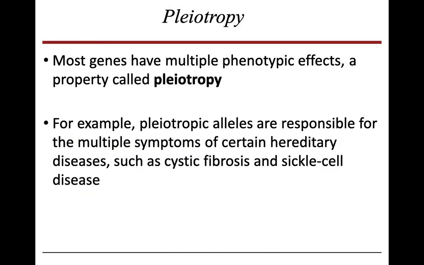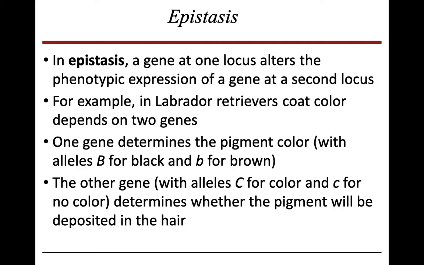Pleiotropy is the idea that there can be alleles interacting with other alleles to cause a phenotype to be changed. So for example, if you inherit cystic fibrosis, which is a recessive allele, there might be many traits expressed as a result of that one single allele being inherited.